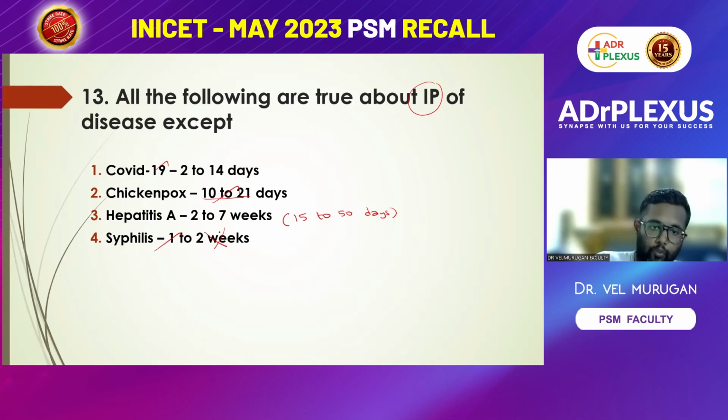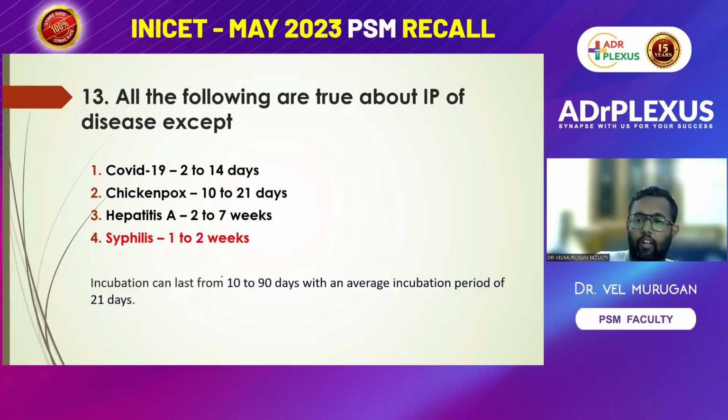But syphilis, it is more than that. It is not 1 to 2 weeks. Syphilis will take a lot of time. It can even take up to 90 days. The median incubation period, on an average, is around 21 days for syphilis. So syphilis alone is given wrongly.